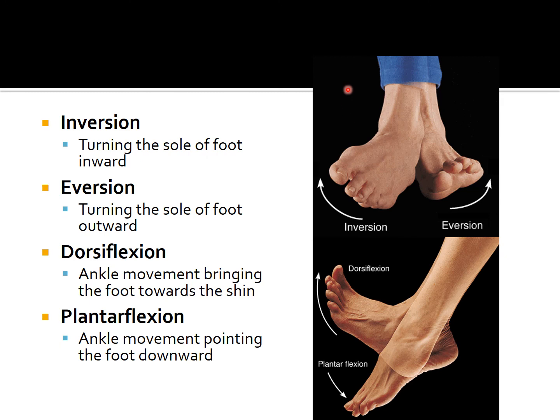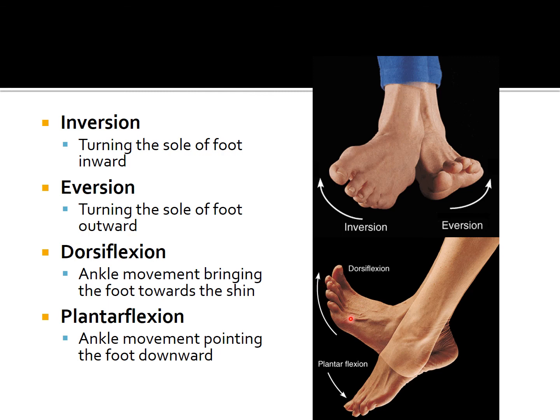The other particular movements which take place exclusively in the ankle joint are inversion, eversion, dorsiflexion and plantar flexion. So what is inversion? Inversion is turning the sole of the foot inward. If we have seen the palm, right? The palm is when the hand is facing forward. The part where we stand is referred to as the sole. The sole of the foot, when it is turned inwards, is called inversion. When it is turned outwards, it's called eversion. So, inversion and eversion.